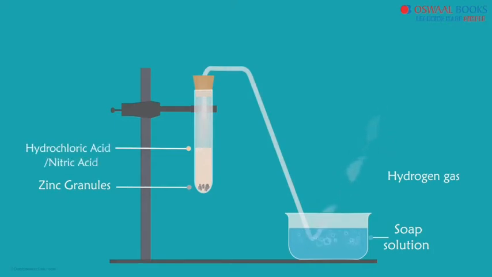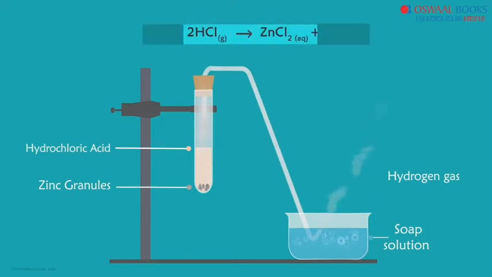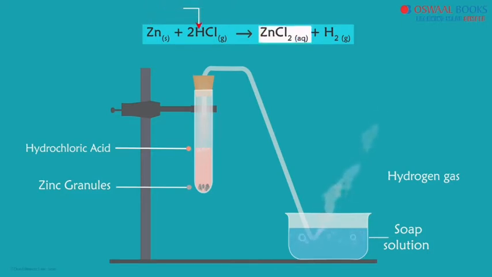In case of hydrochloric acid, the reaction looks like this. Hydrogen gas and zinc chloride are formed when hydrochloric acid reacts with zinc metal. Notice what happened though. Zinc being more active displaced the hydrogen from the acid to give us zinc chloride. What is zinc chloride? It's a salt.